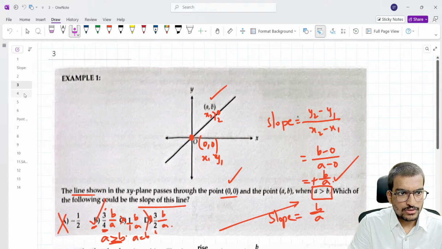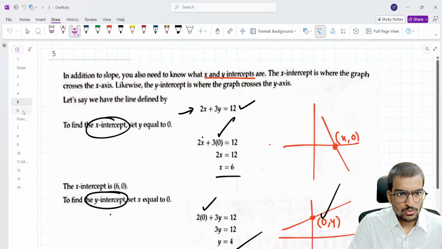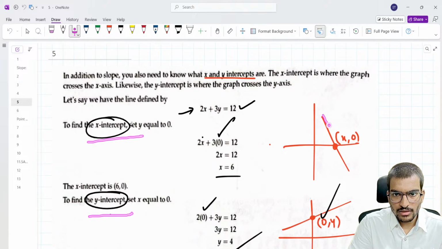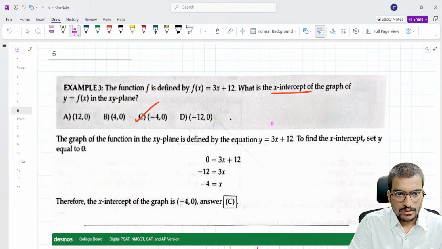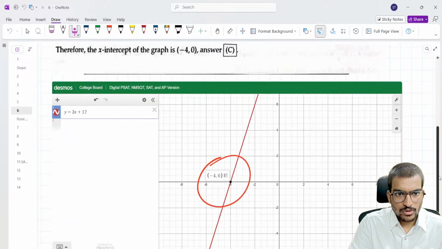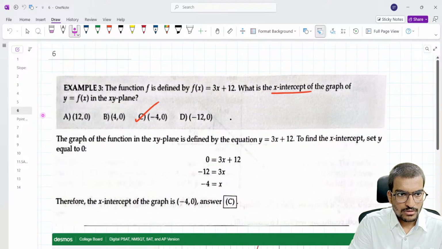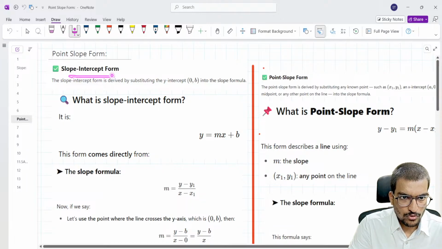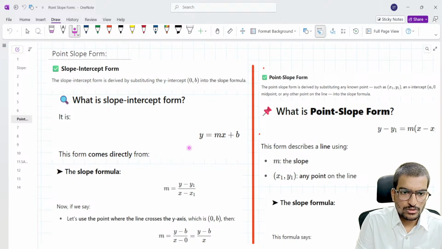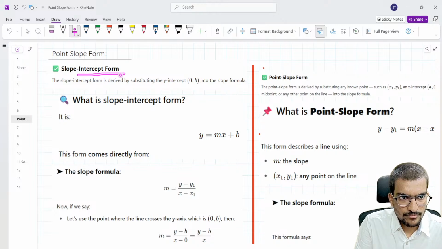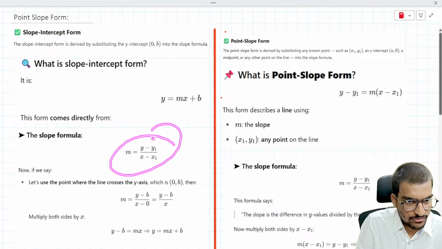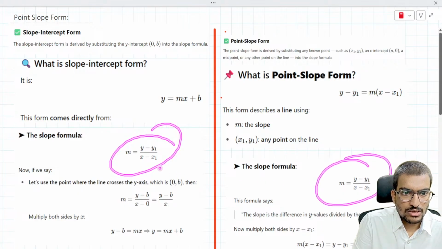So here we solve a few questions based on slope, and you already know about x-intercept and y-intercept. Where the line crosses the x-axis, that is the x-intercept. Where the line crosses the y-axis, that's the y-intercept. And we did a question based on Desmos here. Point slope form, like I already said, what is point slope form. Slope intercept form and point slope form are both derived from the same slope equation.